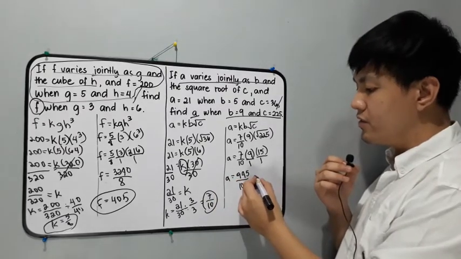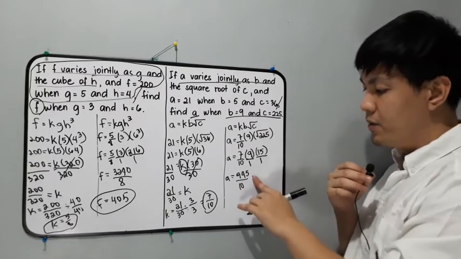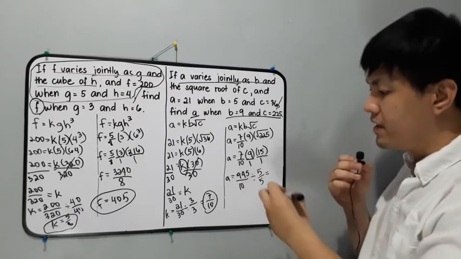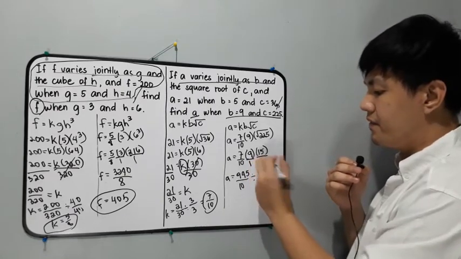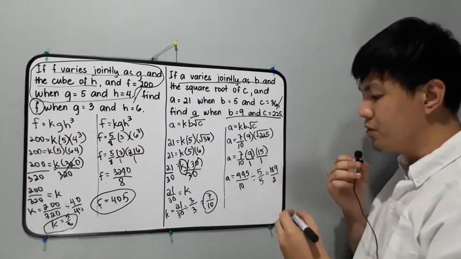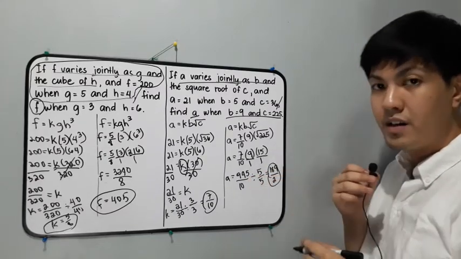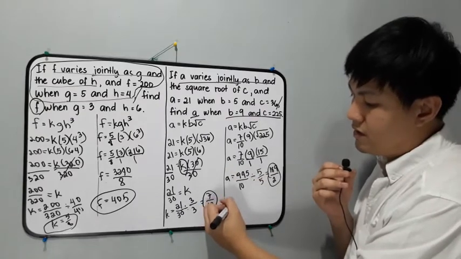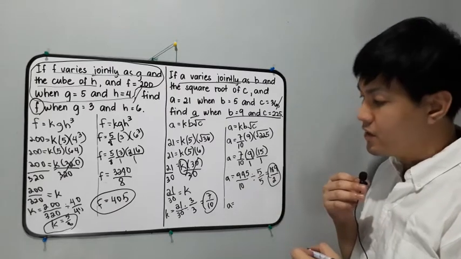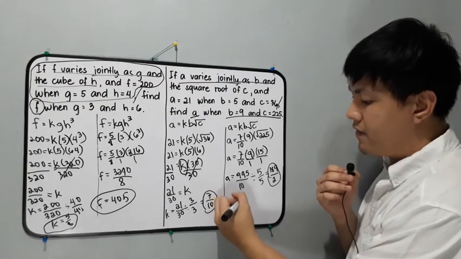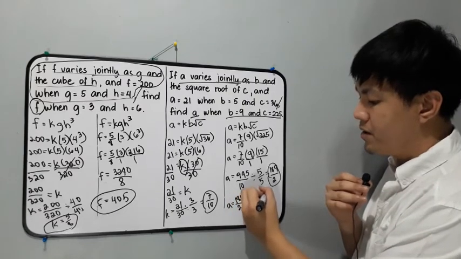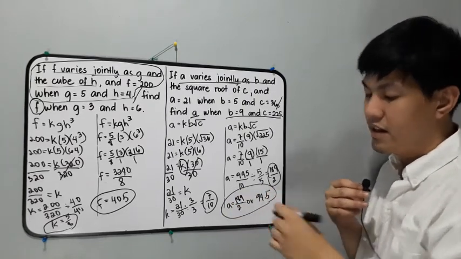So we can still reduce this to lowest term. And then they are both divisible by 5. So 945 divided by 5 is 189. And 10 divided by 5 is equal to 2. And this could be our final answer. But if you're going to divide this and use decimal, 945 divided by 10 is equal to 94.5. So aside from having 189 over 2 as our final answer, we can also have 94.5. And that is our answer.